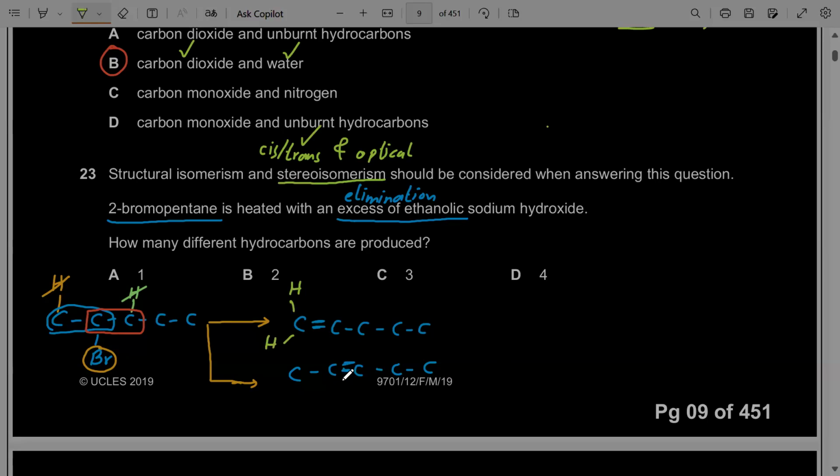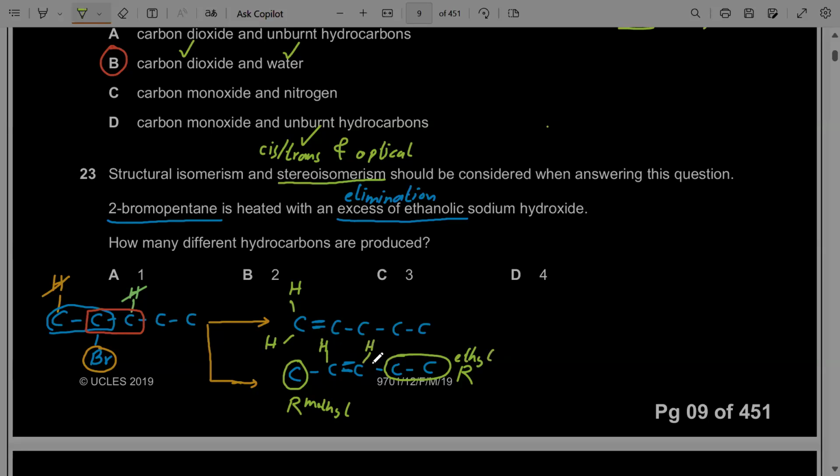But for the lower structure, we can have cis trans because there is an alkyl group on this side and another alkyl group on this side. This is a methyl group and the other one is an ethyl group. But they are considered to be different groups in that sense that we have a hydrogen atom over here and a hydrogen atom over here.